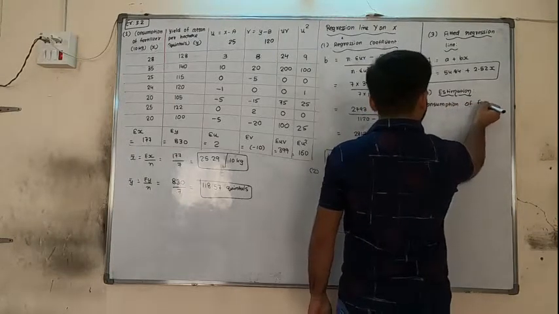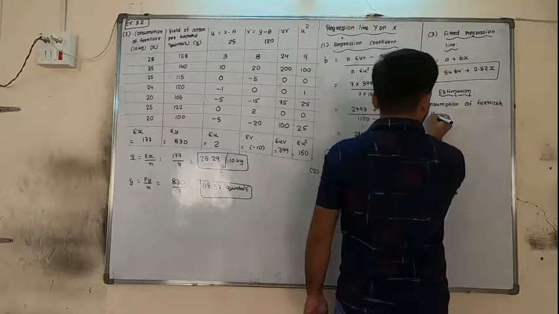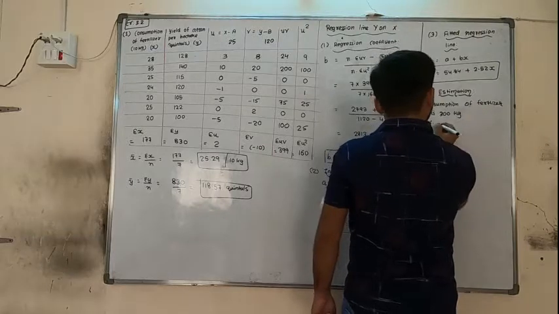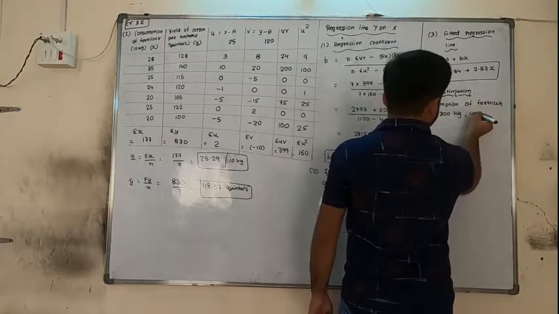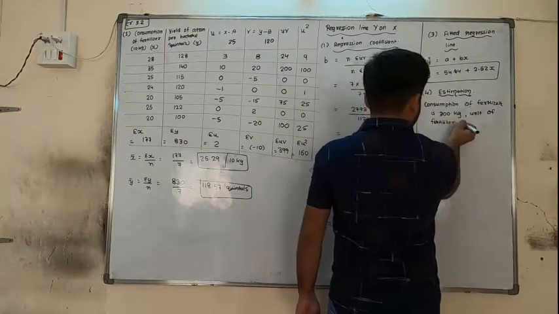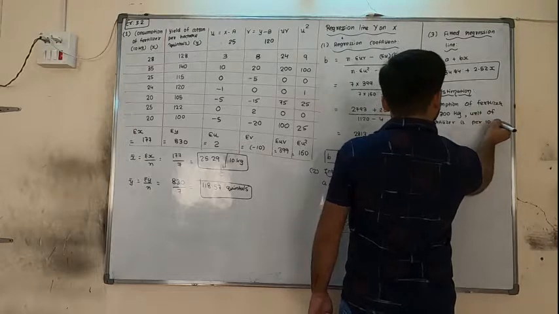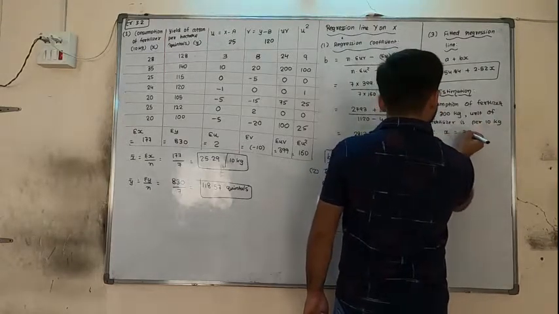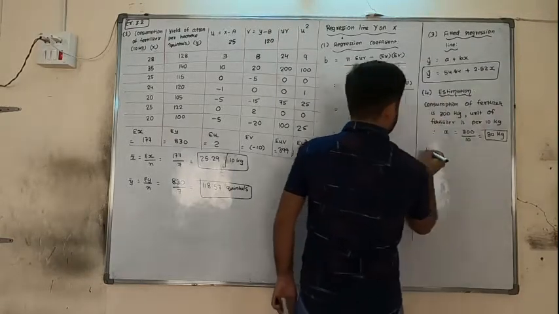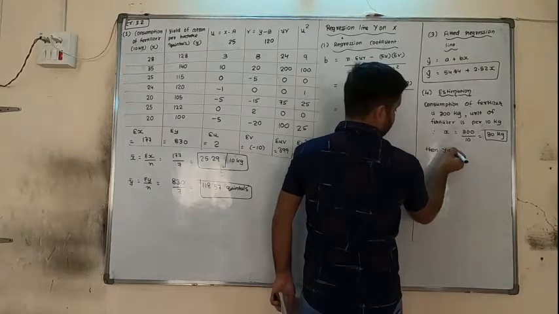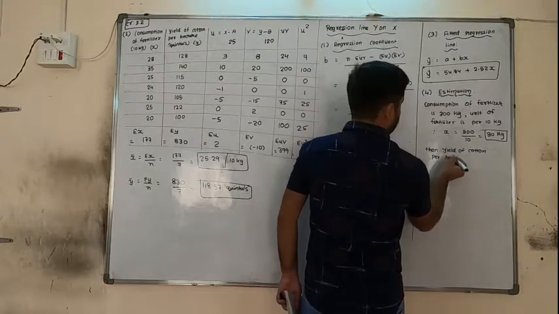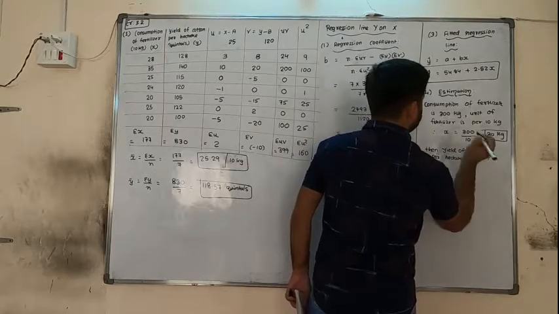Consumption of fertilizer is 300 kg, comma, unit of fertilizer is per 10 kg. Therefore, x is equals to 300 by 10, 30 kg. Then yield of cotton per hectare, y is equals to question.